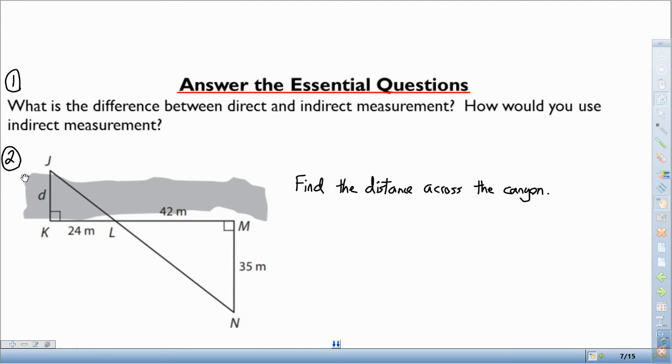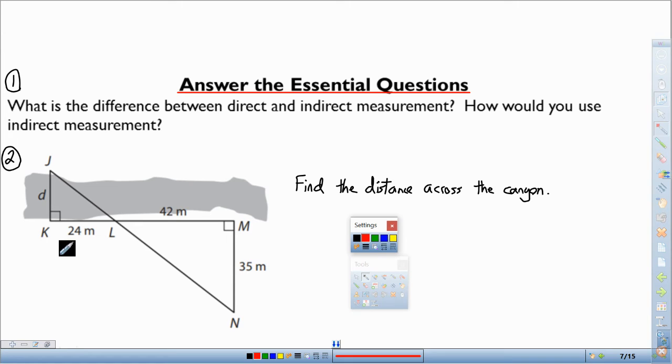On number 2, this is just another practical example. Here's the scenario. This right here, even though it looks kind of funny, is a canyon. We're looking down at the ground. You can imagine being in a helicopter and looking down at a canyon. So this is the canyon right here. And here's basically the idea. We're wondering, what is the distance across the canyon? Well, here is what we could do.